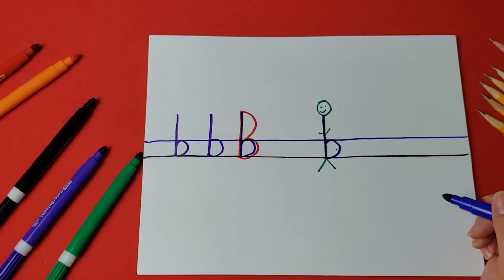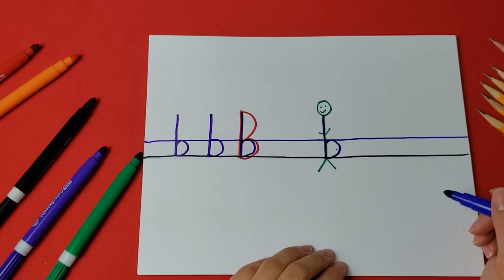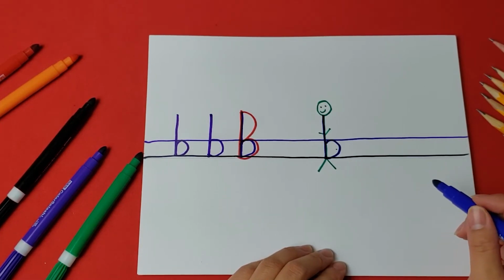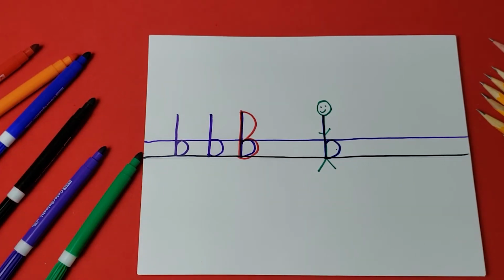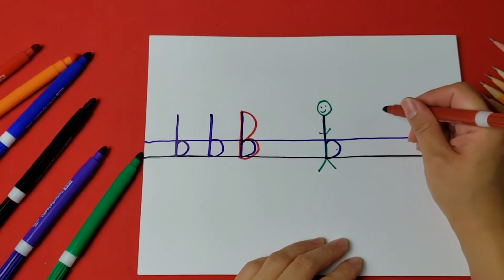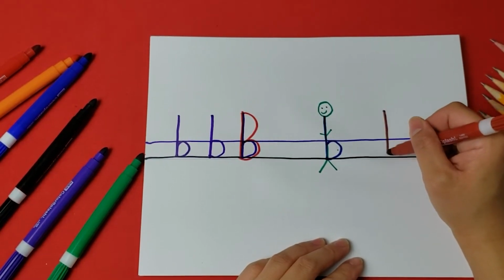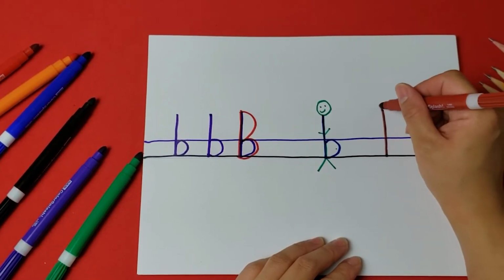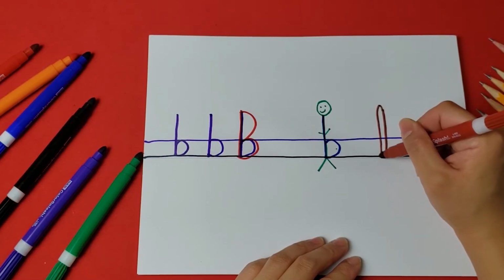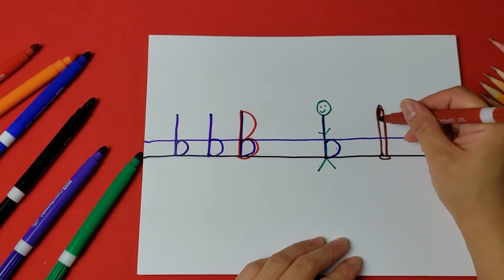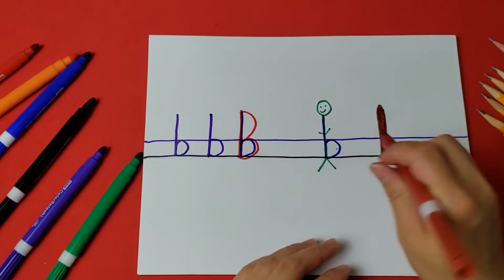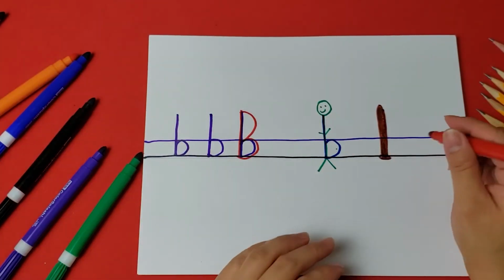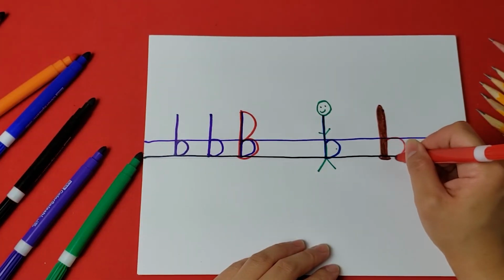B, B, B, belly. Another visual I want to help you think about is a bat and a ball. B, B, B, bat. Well, when you play baseball, you need a bat and a ball, don't you? Here is your bat. It is long. And the ball. B, B, B, ball.